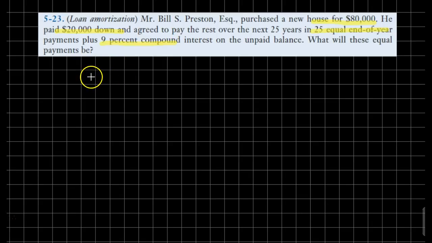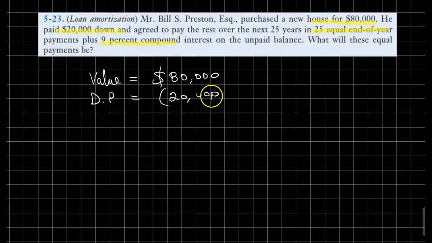So first we need to figure out how much we need to borrow from the bank. The current value of the house is $80,000. Because we will make a down payment of $20,000, all we need from the bank, the loan amount, will be simply $60,000.